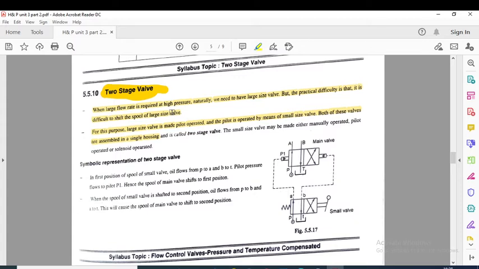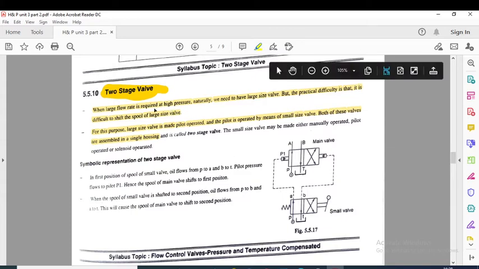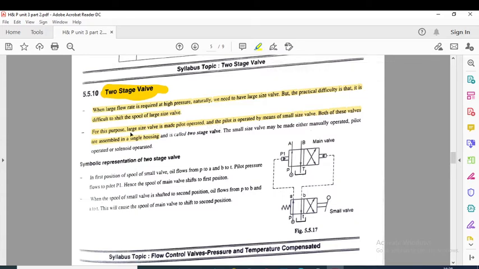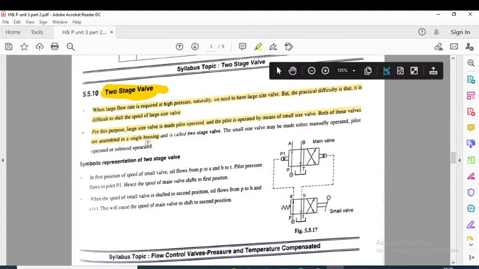So at this time it requires a very large size valve, and large power is required to operate such a valve. So for this purpose a large size valve is made and pilot operated, to reduce the effort to open and close the spool or to move the spool. That's why we make it pilot operated, and it is operated by means of a small size valve. Both these valves are assembled in a single housing, and it is named a two-stage valve.